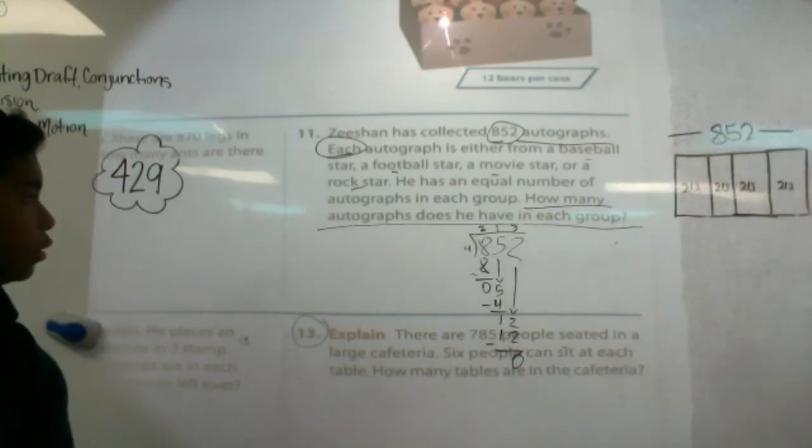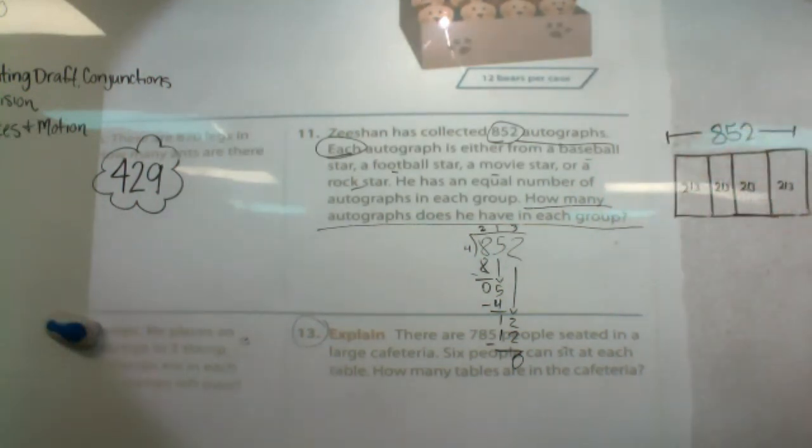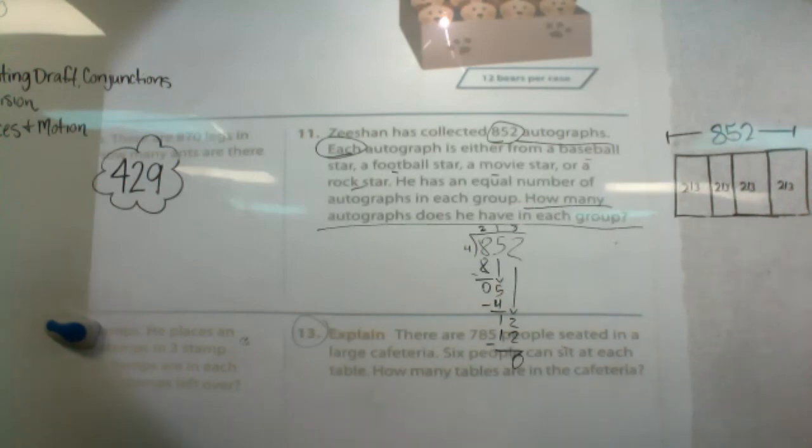Now what if I added on to this word problem and said, Zishan gave 300 autographs to his friend Jim. How many does he have left? So if I wanted to show that, what would that be? Addition, multiplication, subtraction? It would be subtraction, right?